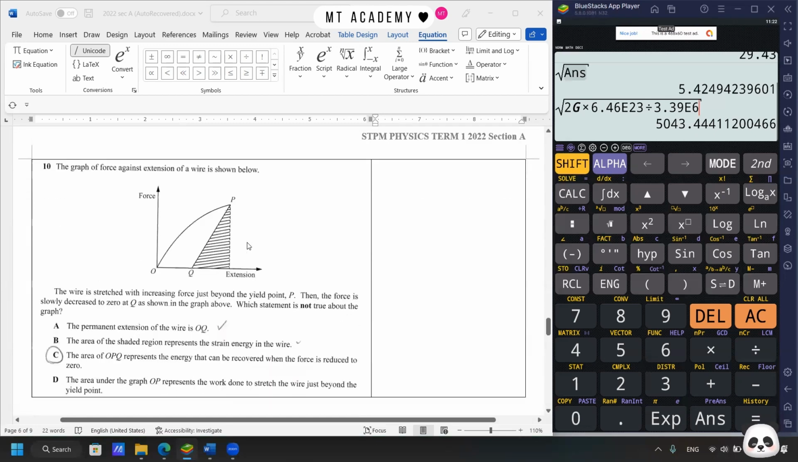We move to question 10. The graph of force against extension of a wire is shown below. The wire is stretched with increasing force just beyond the yield point P. Then the force is slowly decreased to 0 at Q, as shown in the graph. Which statement is not true about the graph? First answer: the permanent extension of the wire is OQ. Okay, correct. This is the permanent extension when the force is beyond the yield point.